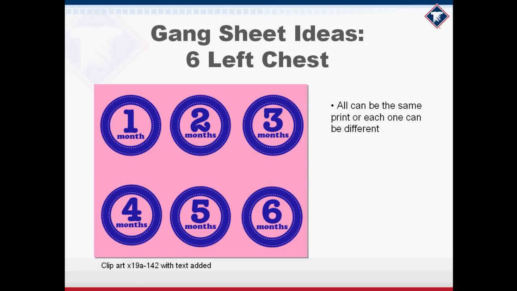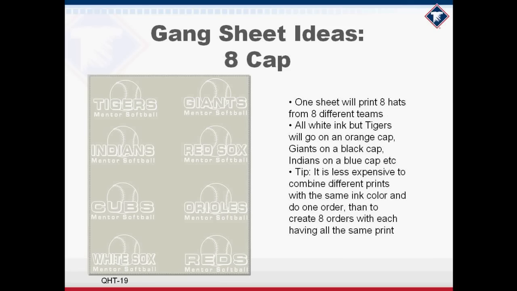Instead of 6 heart sizes, why not 8 caps? So if you are into baseball or any of the sports that generate cap sales, you'll see that you can actually fit 8 standard caps on one sheet of paper. Now, what's funny is, if you look closely here, they're all different teams. We've got Tigers, Softball, Giants, Red Sox, Indians, Cubs, Orioles, Reds, and White Sox. Okay, so they're all the same color. Now, the point is, the transfers might all be white, but the hats can all be different colors.